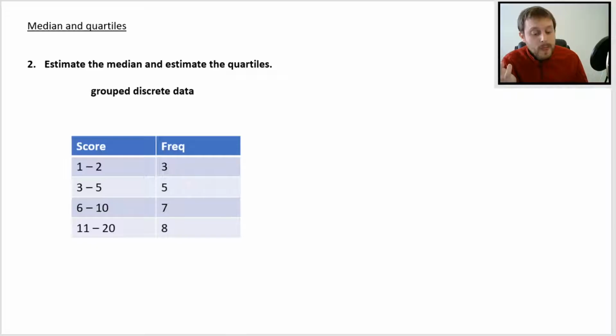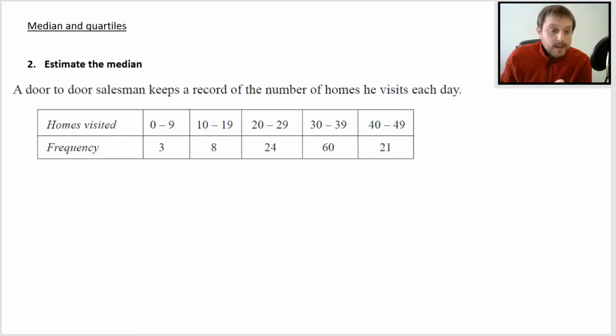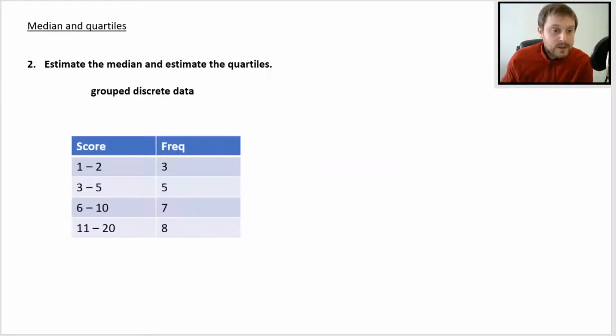For example, shoe size. However, the true distinction is we haven't had to measure. You don't get your feet measured and then someone rounds it. You just get your shoe size and that's it, right? You don't visit 3.6 homes and then round that to 4, right? You visited either 3 or 4 or 5 or however many. Okay, so this is discrete data.